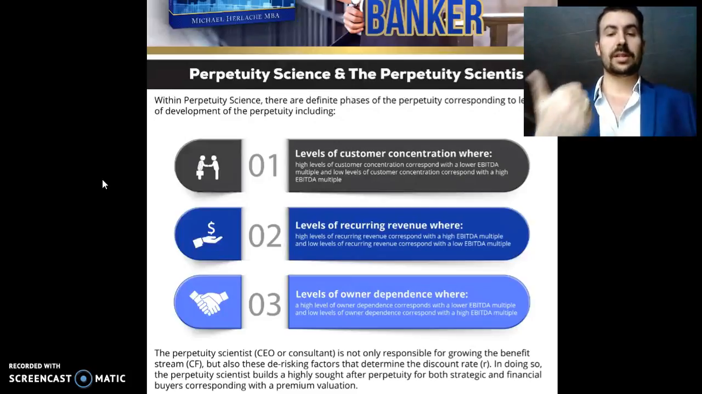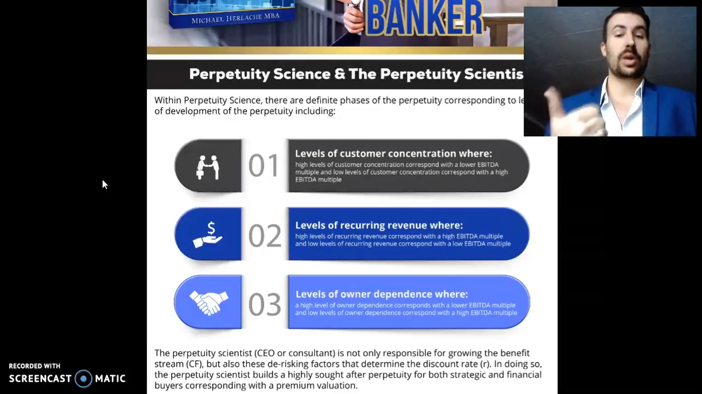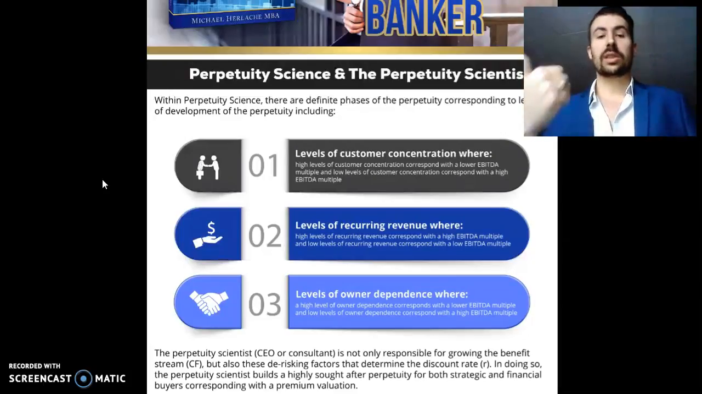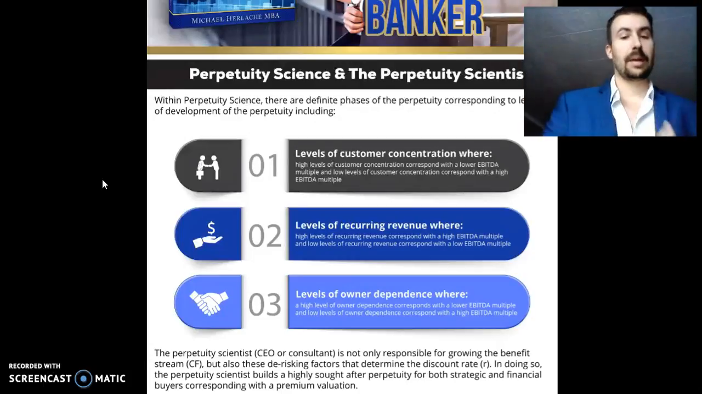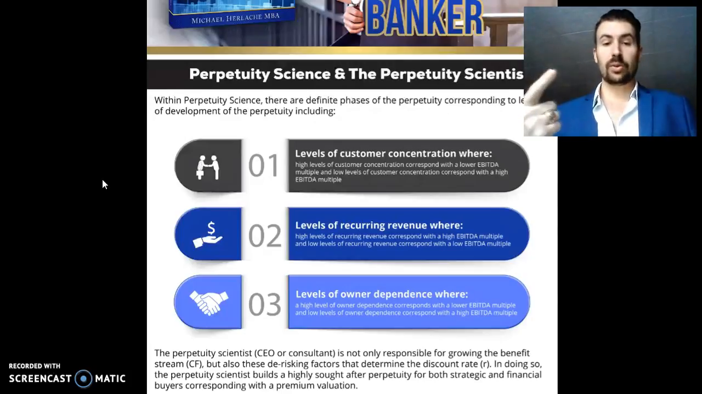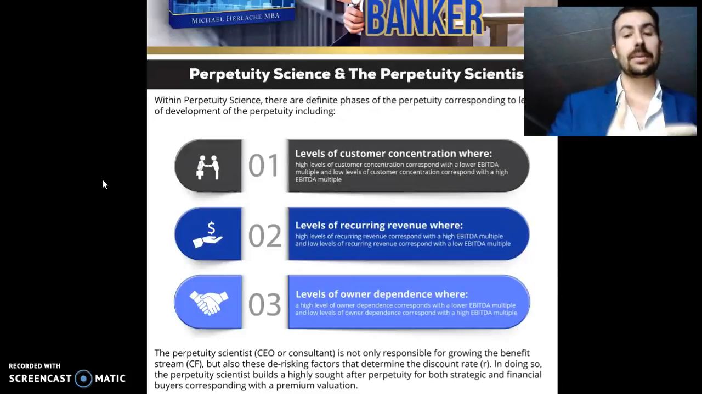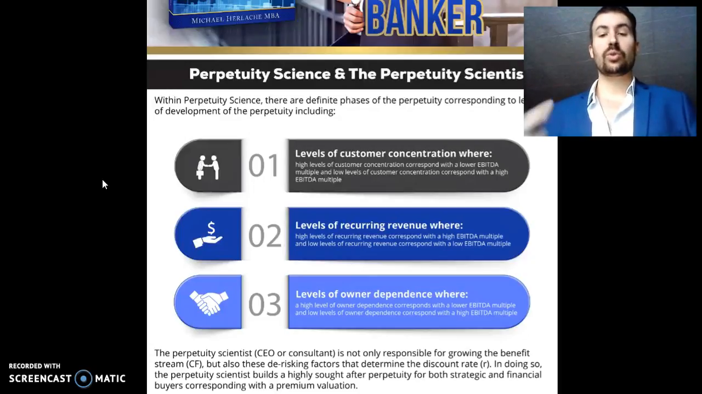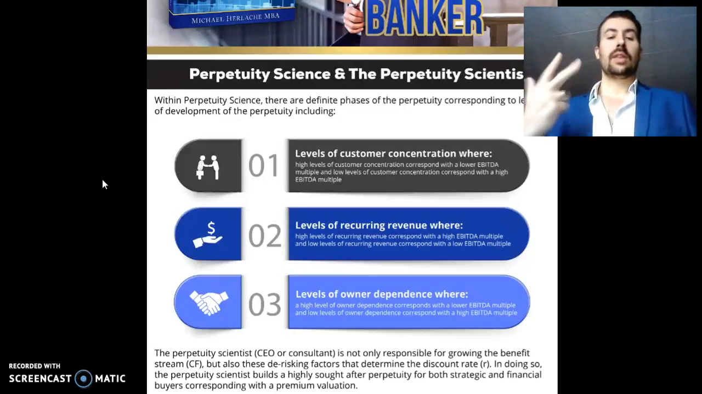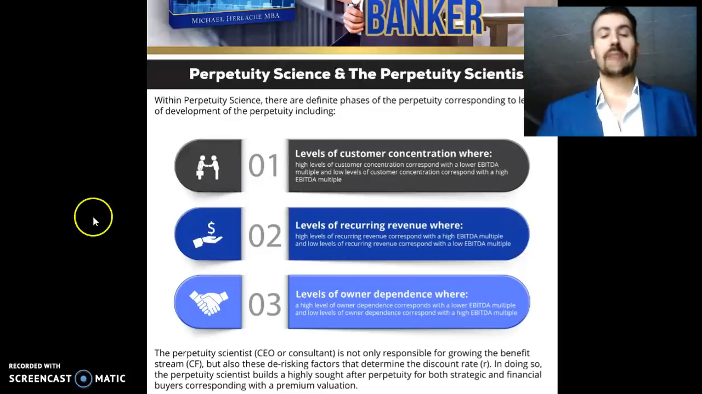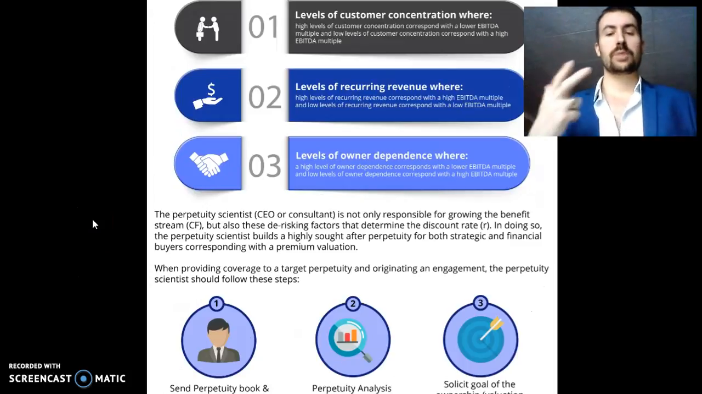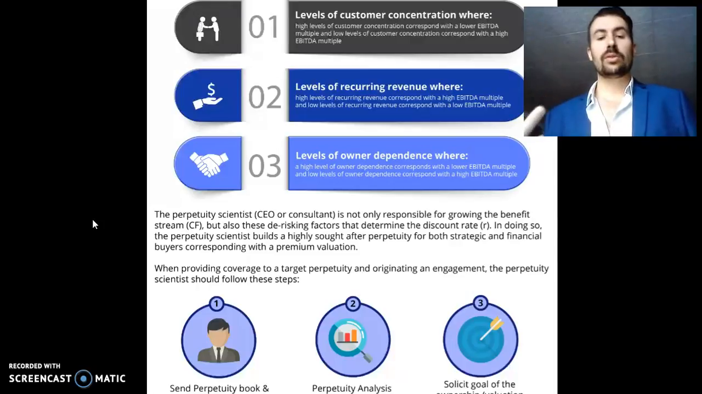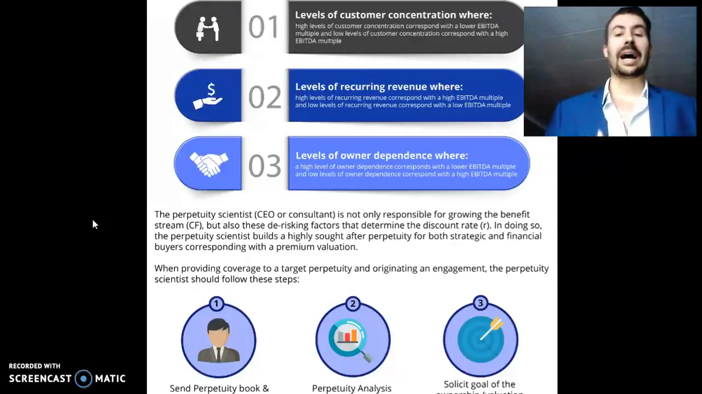So for number one, levels of customer concentration, high levels of customer concentration correspond with a lower EBITDA multiple, and low levels of customer concentration correspond with a high EBITDA multiple. For two, levels of recurring revenue, high levels of recurring revenue correspond with a high EBITDA multiple, and low levels of recurring revenue correspond with a low EBITDA multiple. And the third key de-risking variable, levels of owner dependence, is where a high level of owner dependence corresponds with a lower EBITDA multiple, and low levels of owner dependence correspond with a high EBITDA multiple.